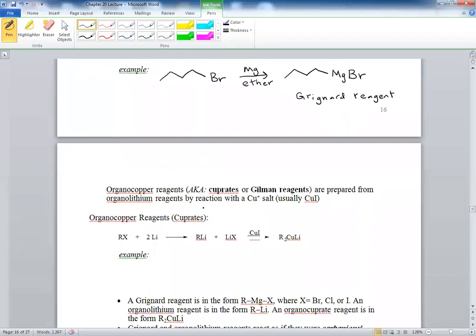And the third type is organocopper reagents. We usually refer to them as cuprates or Gilman reagents. Either one of those is fine. You can even call it organocopper. They are prepared from organolithium reagents by reaction with a copper(I) salt, in the form of copper(I) iodide. Now you have to remember that it involves 2 steps. Number 1 is you have to make an organolithium.